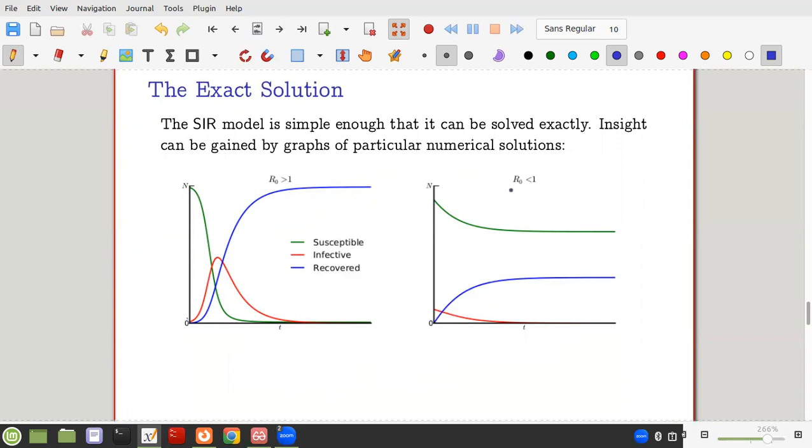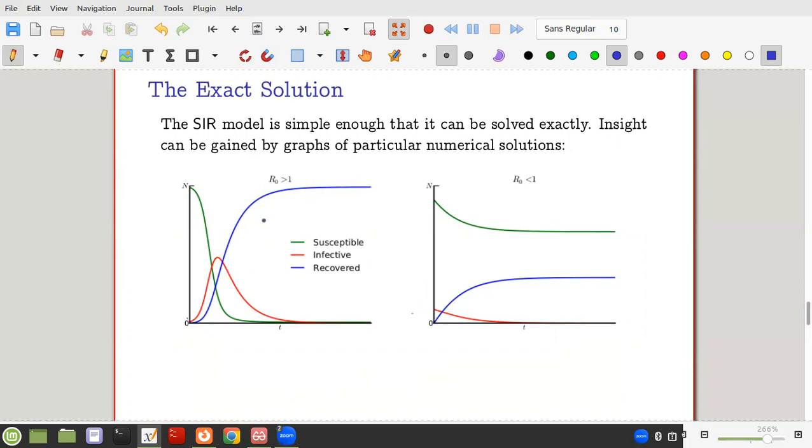Now, here's what happens if R naught is less than 1. You can see that not everyone gets sick, right? The smaller it is, there are some people who got sick, but then it just declines smoothly, and the number of recovered people goes up. So here, you obviously want to make this happen as fast as possible. Anyway, these are the two situations that you have.